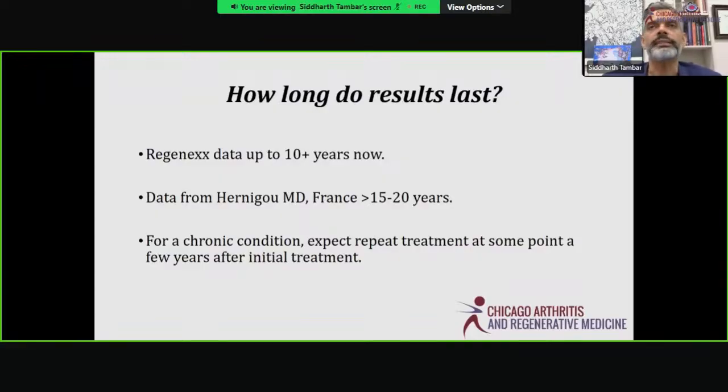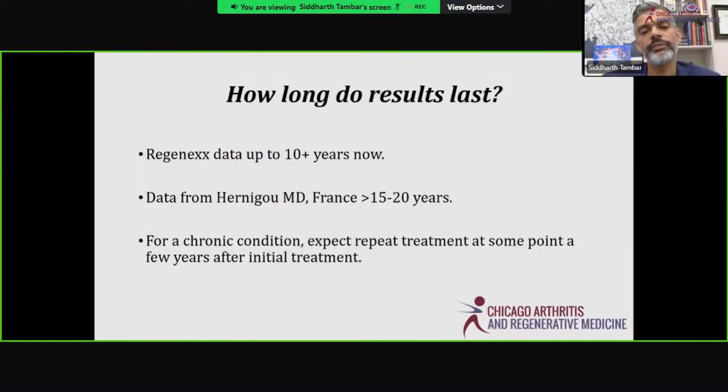So for example, let's say you have a moderate level of arthritis in the knee. You get 1 or 2 PRP treatments. You'll probably do well for the next 2 to 3 years. You may need a repeat treatment after that time. Or let's say you get a bone marrow stem cell treatment for the knee. You'll probably do well for the next 5 years on average. You may need to either repeat the full bone marrow treatment or just do a platelet booster at some point.